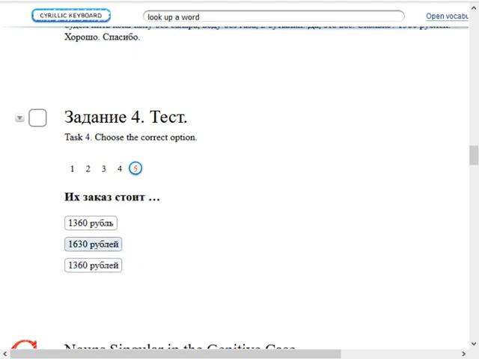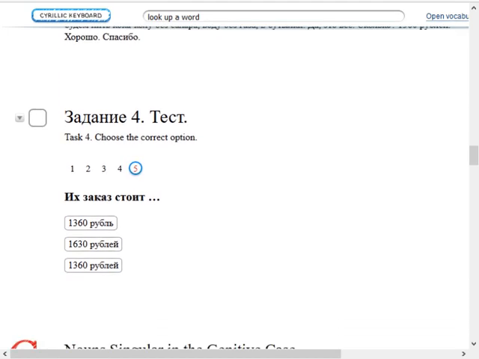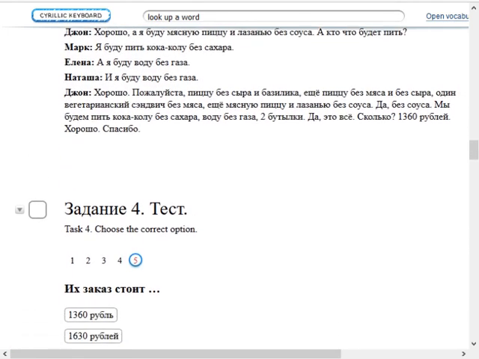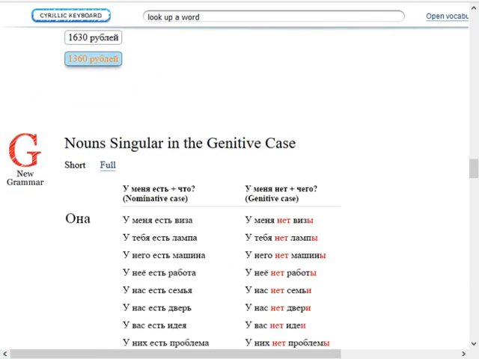So, sandwich без masla is, I believe, sandwich without butter. Don't mix it up. Maslo is butter. Мясо is meat. И заказ стоит, the order costs, yeah, 1360 rubles. But don't forget, it's rubley, not ruble. Ruble would be if it ended in the digit 1, but it's 1360 rubley. Okay, there we go. Well, that wasn't too bad.